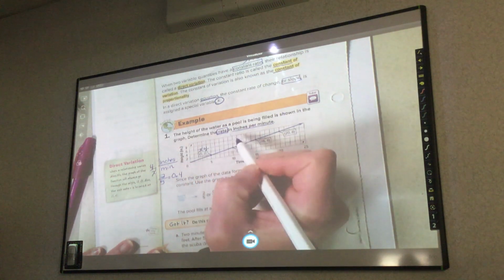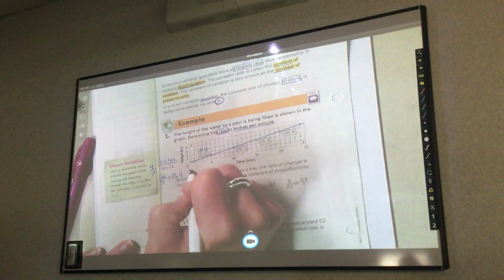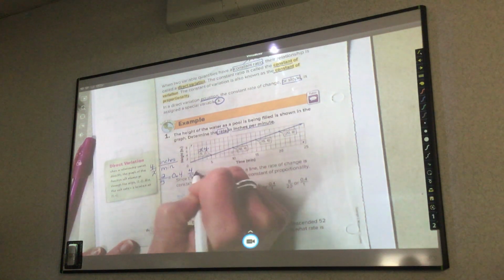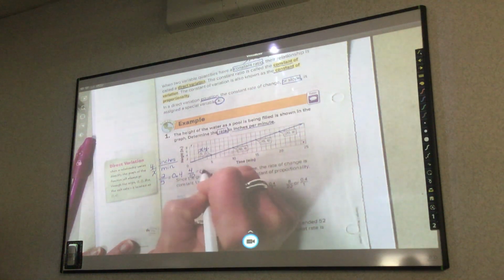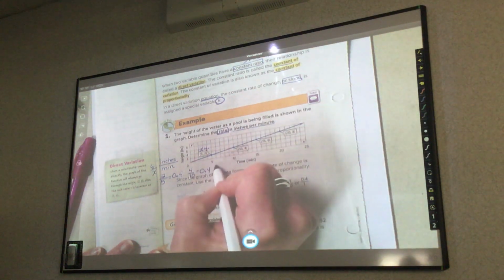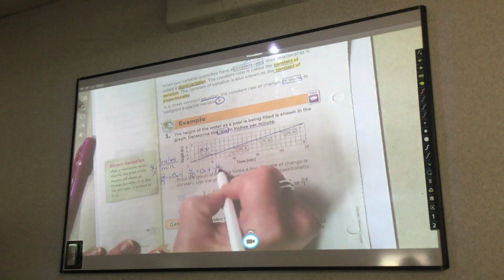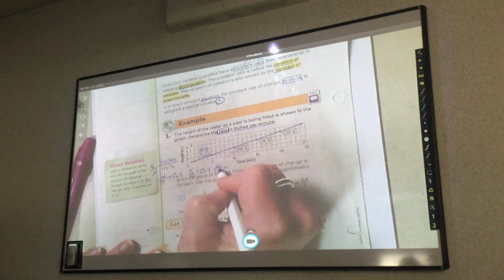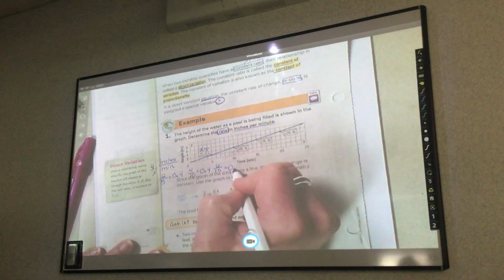Then I go to my next one. Y is 4, x is 10. I know how to write that as a decimal. You just write 4 tenths. Y is 6, x is 15. Put that 6 divided by 15 in my calculator and I get 0.4.